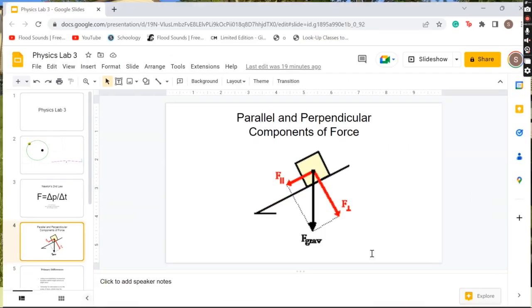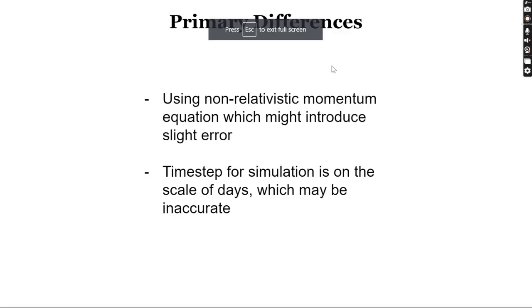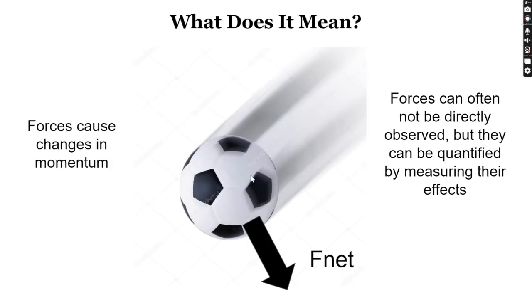So going back to our slides in order to discuss the primary differences between our model here and reality. One of the biggest differences would be that I'm using a non-relativistic momentum equation, which might introduce a slight error. And also, the time step for simulation is quite large on the scale of days, which might introduce inaccuracies.